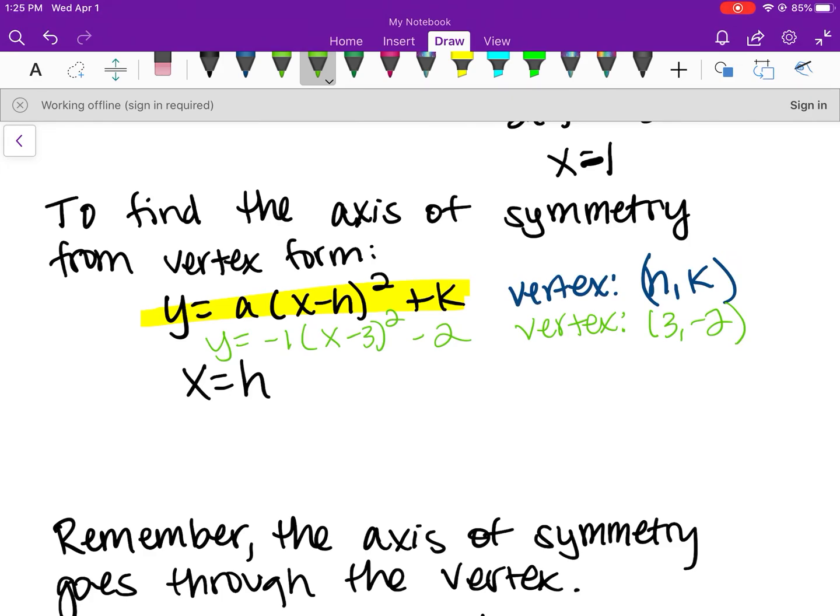Now remember, the axis of symmetry goes through the vertex. So the axis of symmetry here would be x equals 3. Notice I wrote x equals h. That's your axis of symmetry because, again, it's just the x value of the vertex. You do not need to know how to write an equation in vertex form, but you do need to understand what the h and the k represent and how to find the axis of symmetry from that.